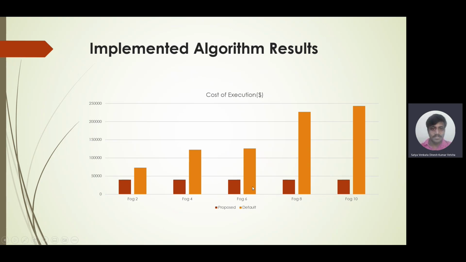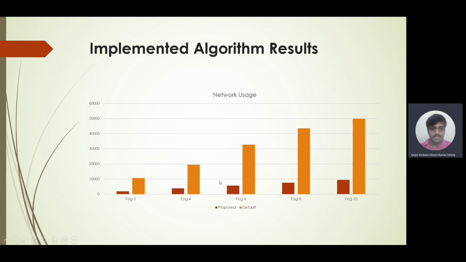For the comparison analysis, I took the DCNS algorithm from the iFogSim simulator. For cost of execution, the proposed one is best suited, and network usage is also less compared with the default algorithm. It was also compared with DCNS.